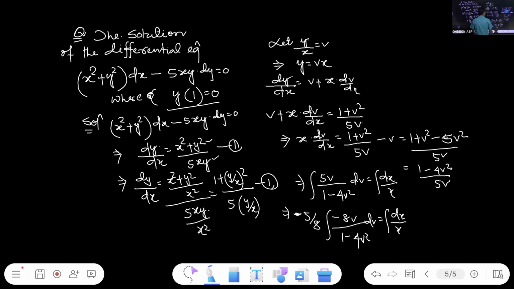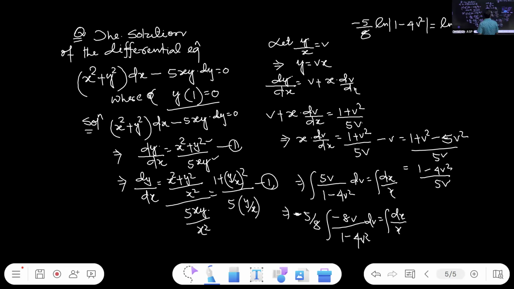Now substitute 1 minus 4v square is equal to t. Minus 8v dv will be dt, and dt by t is ln t. So minus 5 by 8 ln of 1 minus 4v square is equal to ln x plus c.